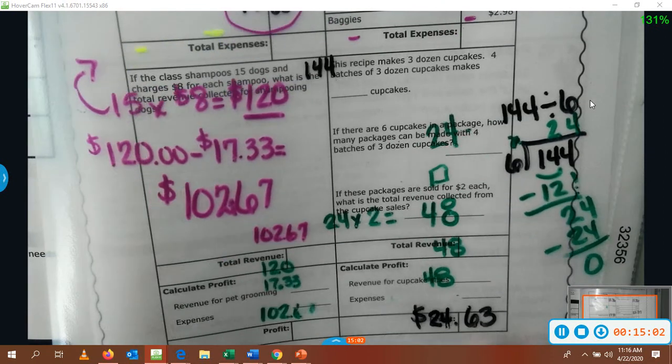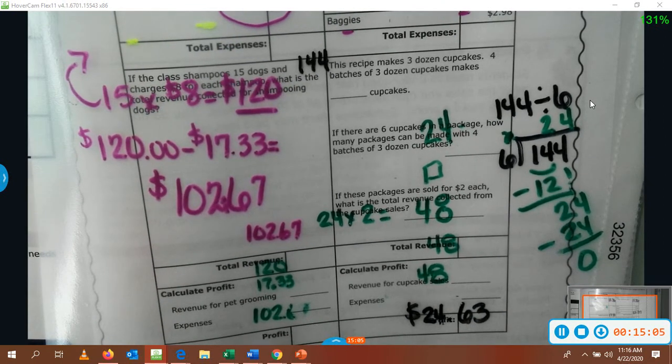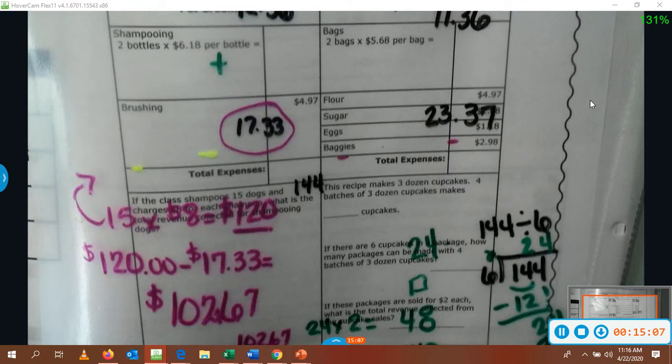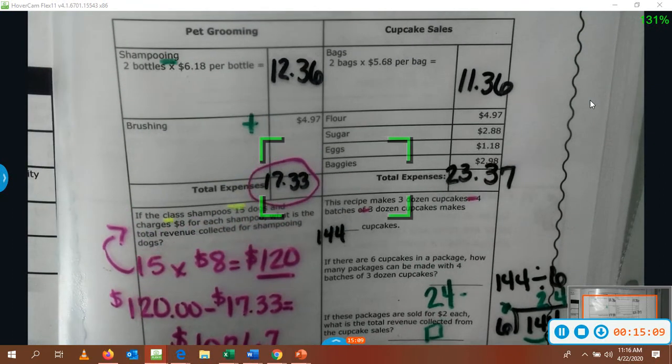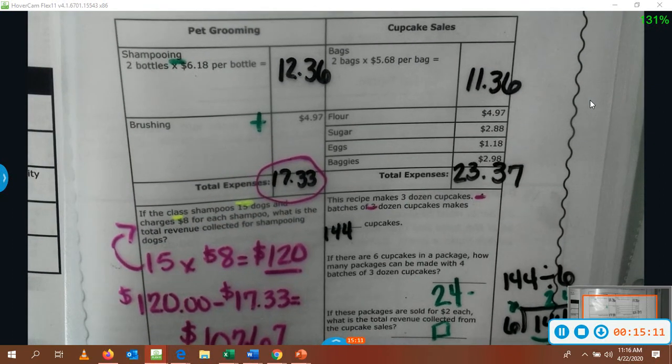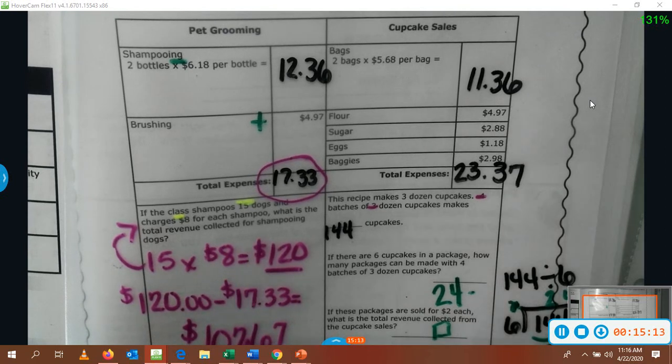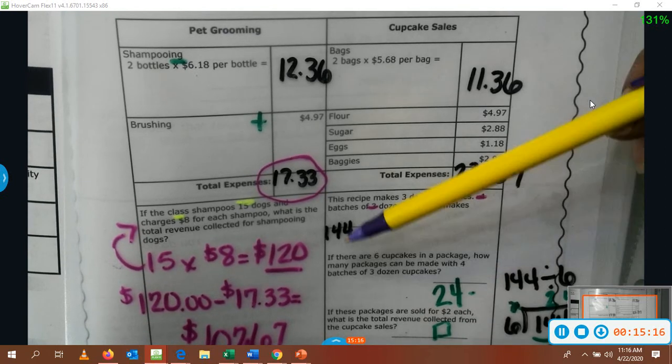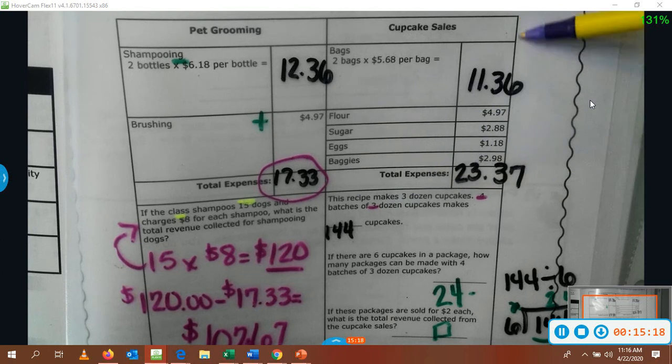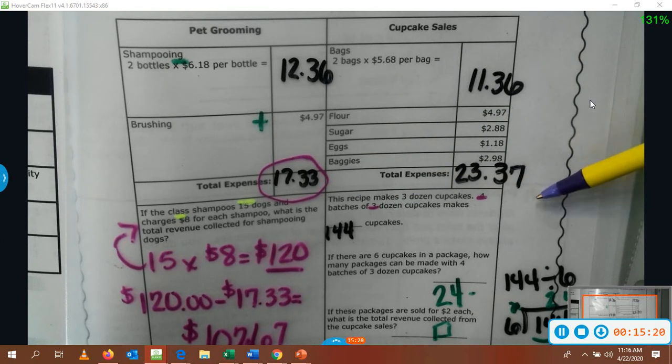So looking at these two, which one had the least amount of expenses? It was the pet grooming. Their expenses were only $17.33. The cupcake expenses were $23.37.